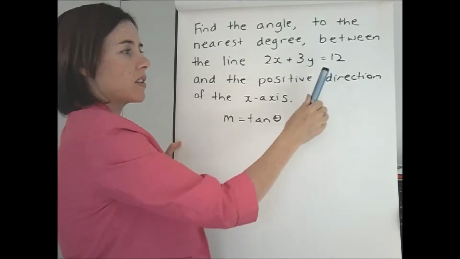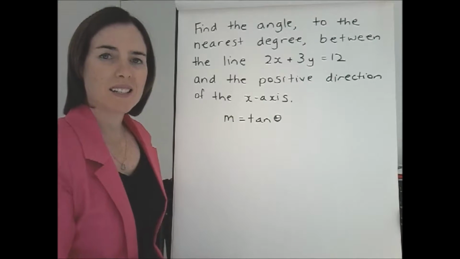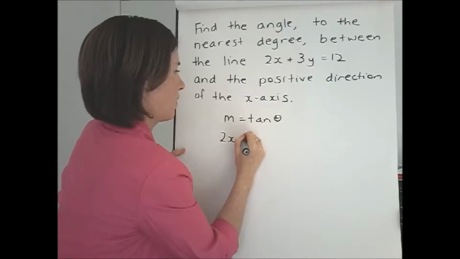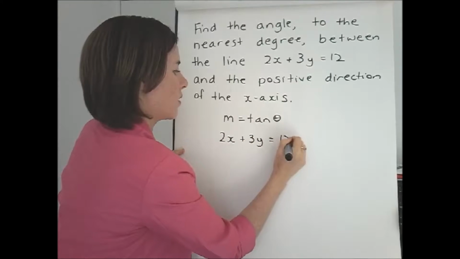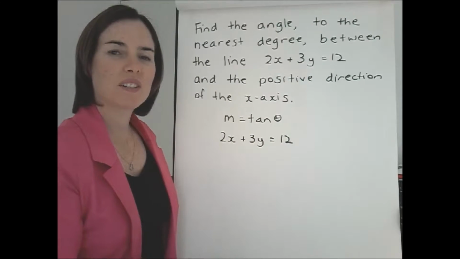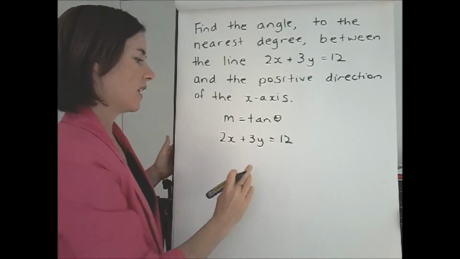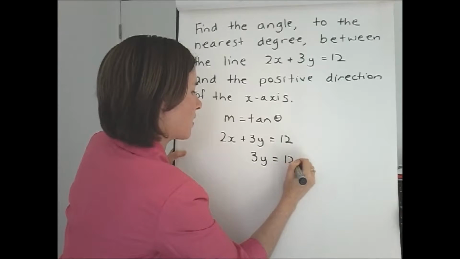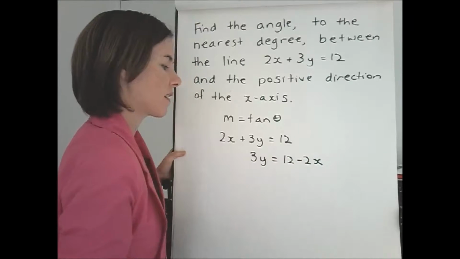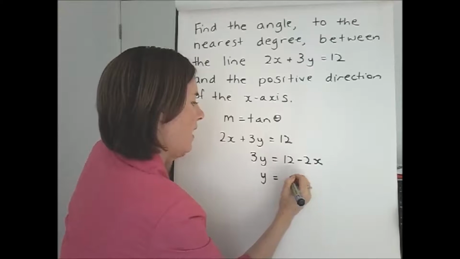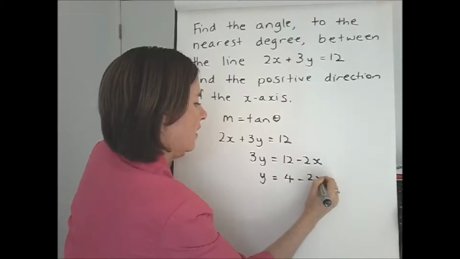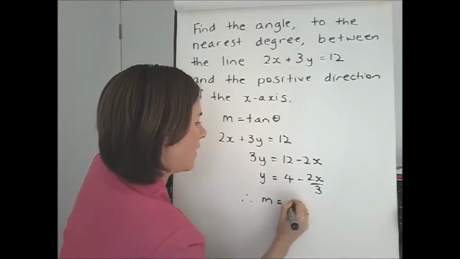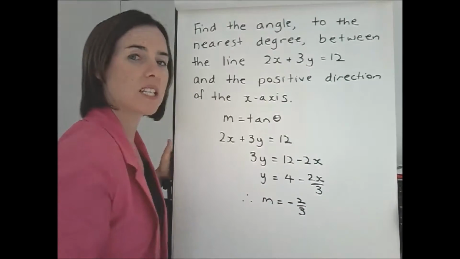So what's our gradient first of all? Well, we can't easily see it yet, so let's find that first. 2x plus 3y equals 12. In order to find the gradient of this, I need to get the y on its own. So 3y is 12 take 2x, and therefore y is 4 take 2x over 3. And so the gradient is negative 2/3.